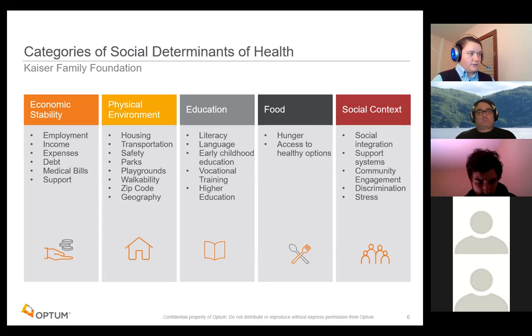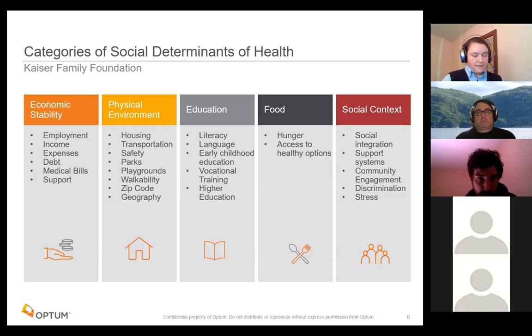Expenses include debt, student debt, medical bills. It's also important to keep in mind the financial support and economic stability your family brings to the table. How well off is your family, and how much support do they need potentially from you?